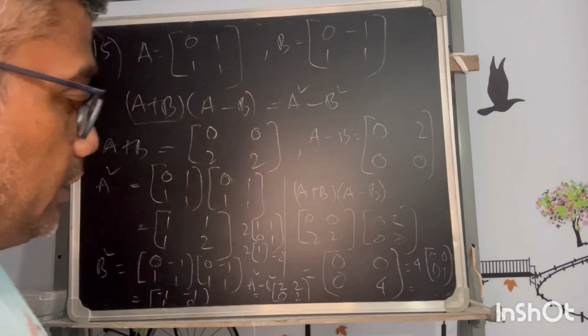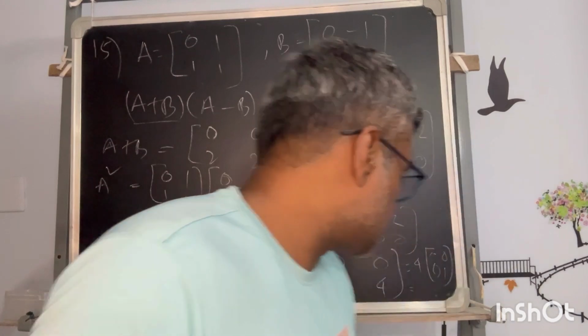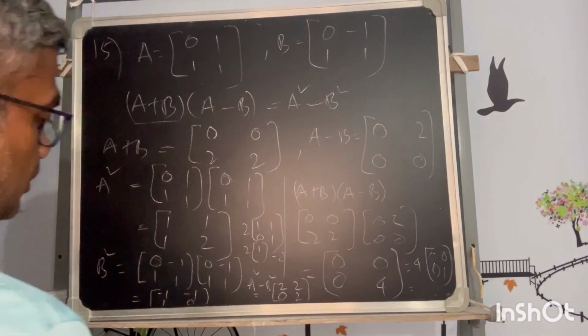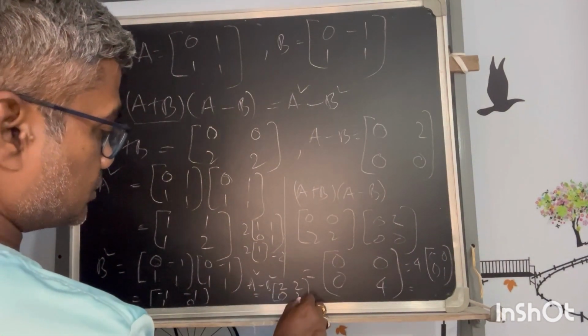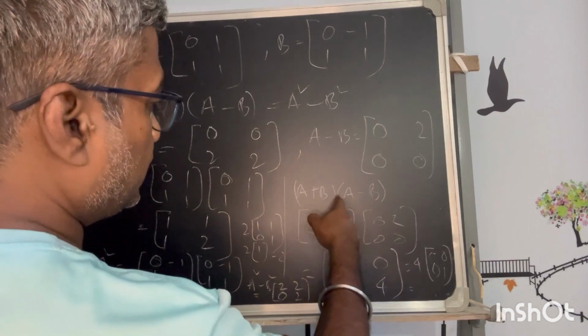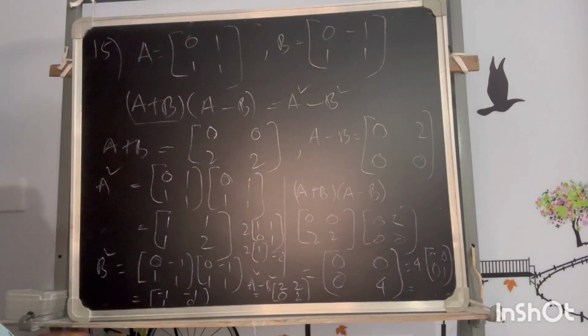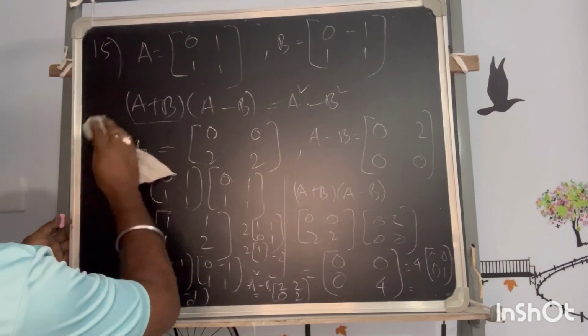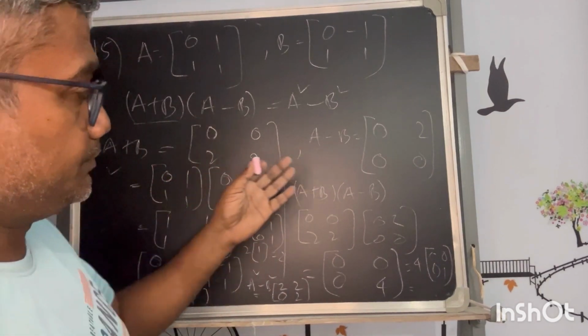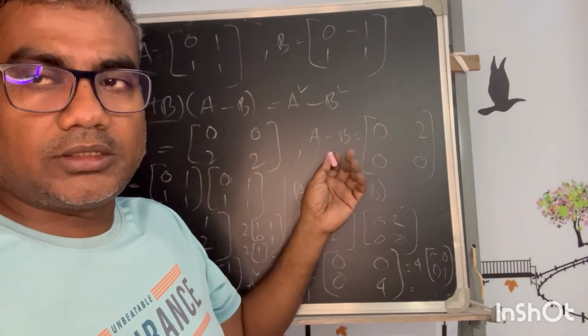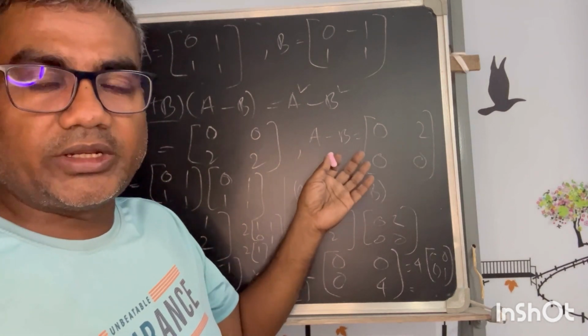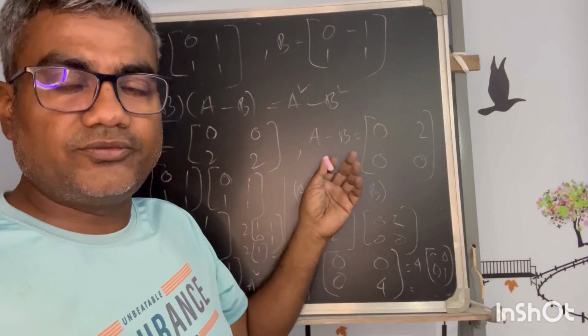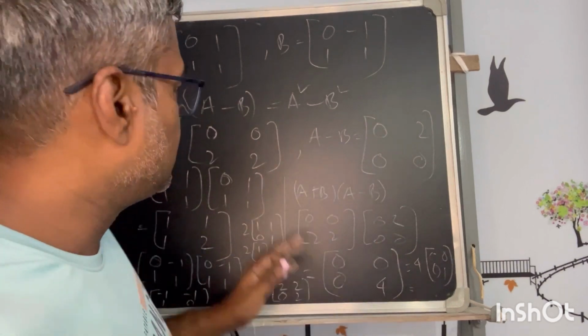Okay. So anyhow, the sum is correct. So here you can see that a square minus b square is not equal to a plus b. So this is not following the algebraic rule. The algebraic rule is not being followed in case of matrix. So that is proved.